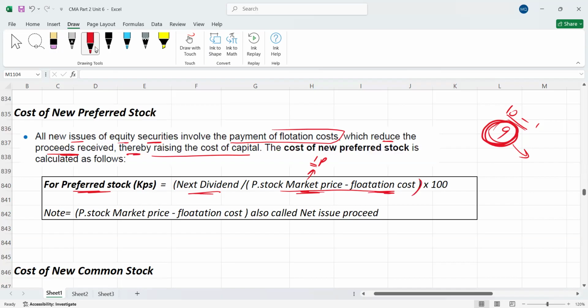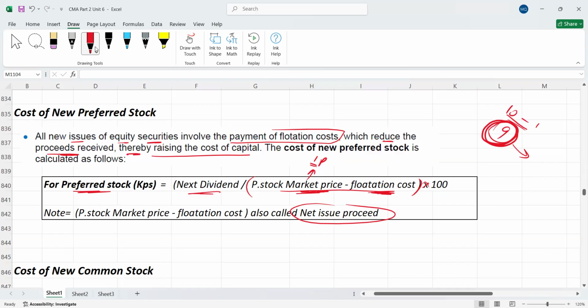So this denominator, which is market price or issue price minus flotation cost, this is called what? Net issue proceed. Okay, times 100. So again, this is how you will get the cost for preferred stock. And I told you an important note: for the preferred stock we will not take the tax effect, because dividend is not tax deductible.